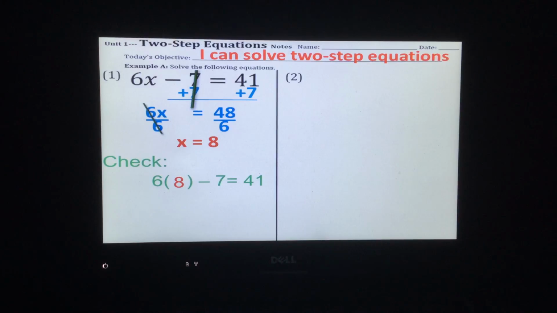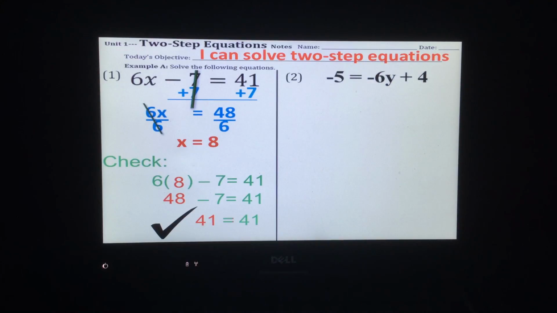6 times 8 winds up getting you 48. Bring down the minus 7 equals 41. 48 minus 7 gets you 41. 41 equals 41. You just checked it. There's my little check mark to show that I checked it and I got a true statement. 41 equals 41, so the answer is 8. Let's do another one together.